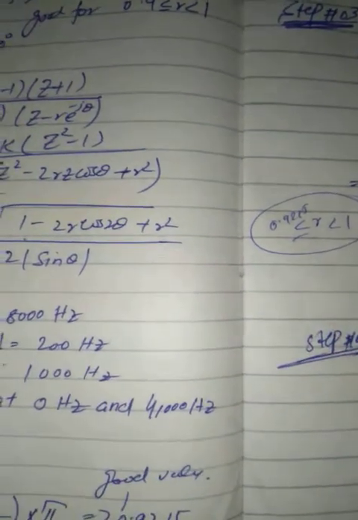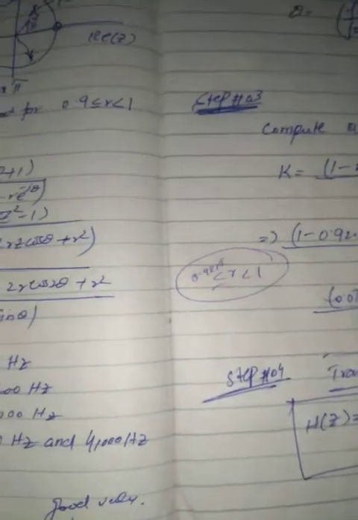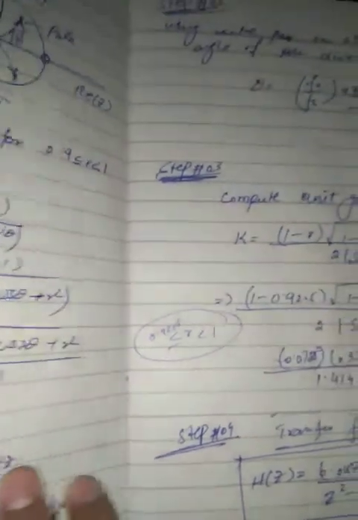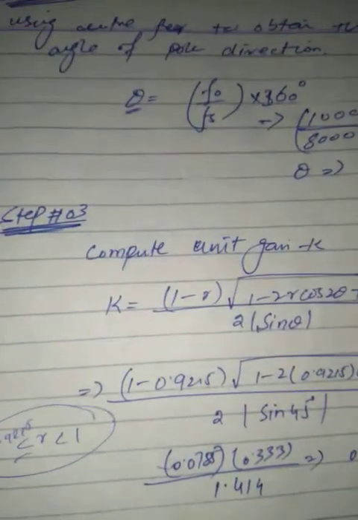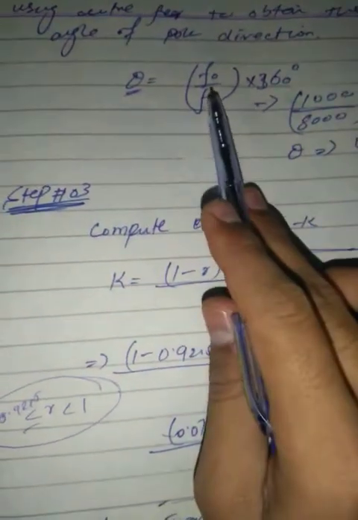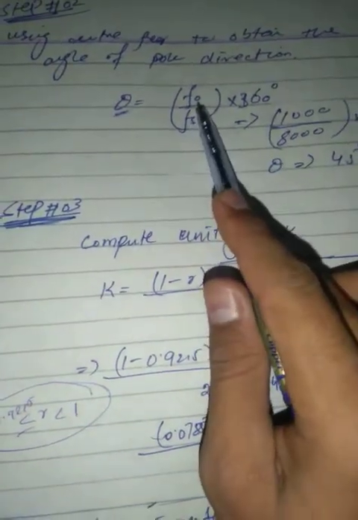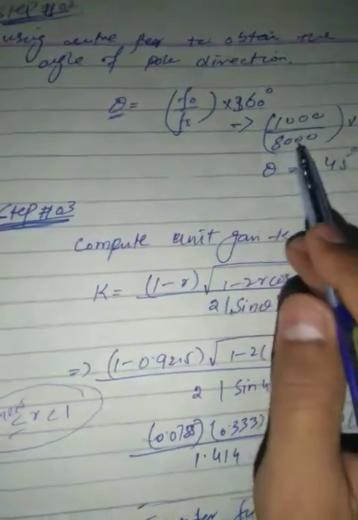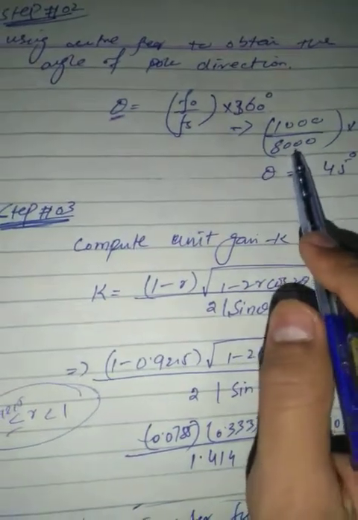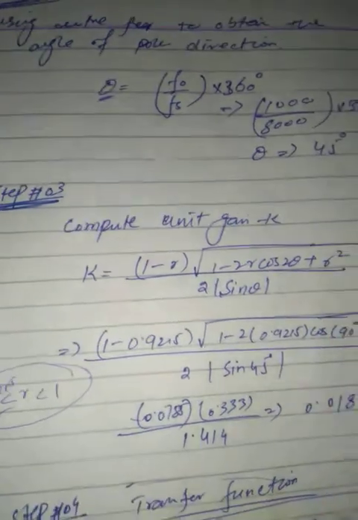With this value, the filter is considered to have good performance. In the next step, I calculate the value of theta. Theta is the angle along the pole line. For calculating this, f0 divided by f_s multiplied by 360. The central frequency f0 is 1000, divided by the sampling frequency 8000, multiplied by 360. When I evaluate this, it gives me 45 degrees.